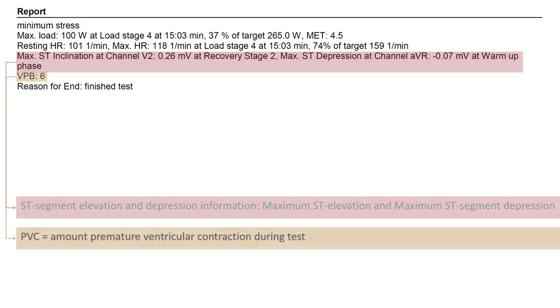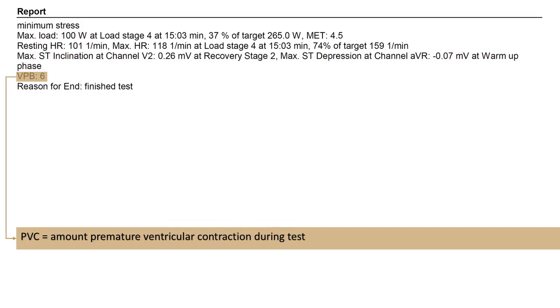Then the next one is ventricular premature beats. So the system counted during the test how many PVCs we found, and it said 6. However, as you will see when we're doing the report, it was definitely more than 6.